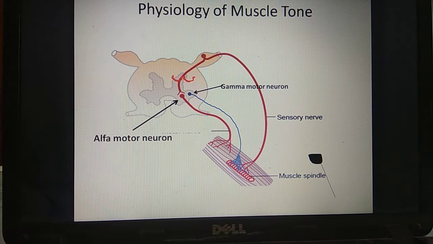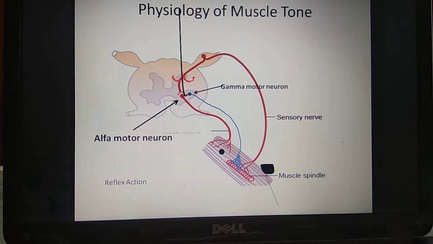Now we are giving a stimulus to the muscle in the form of just a tap on the tendon. Muscle will get stretched. Impulse is generated at the muscle spindle. It will travel from the sensory nerve to the spinal cord and will excite the muscle through the alpha motor neuron. This is called reflex action.